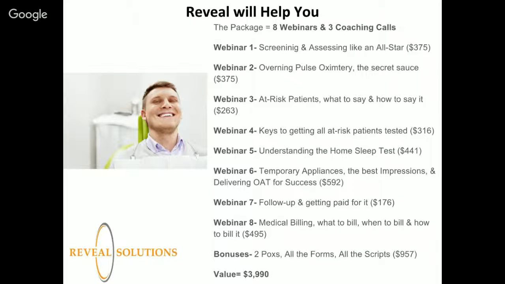You're going to screen every patient that comes in, so those 12 patients that are at risk, you can find them. Then we're going to help you. We're going to provide an overnight pulse oximeter. That's sort of our secret sauce. And it's a great baby step for patients that go from screening and assessing to getting tested. It's a middle ground in between.